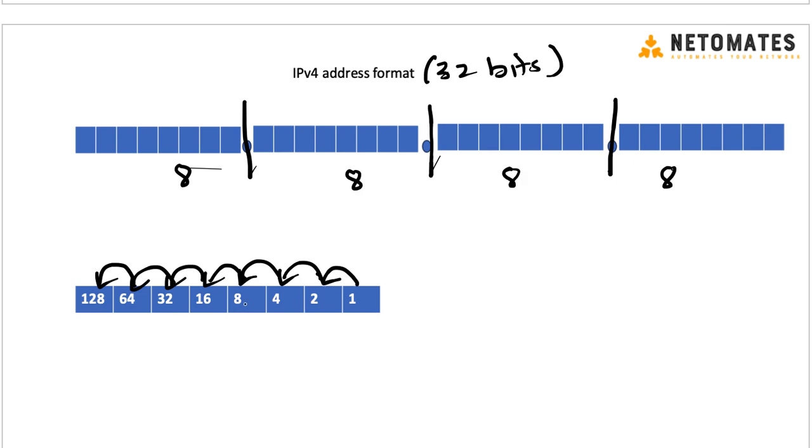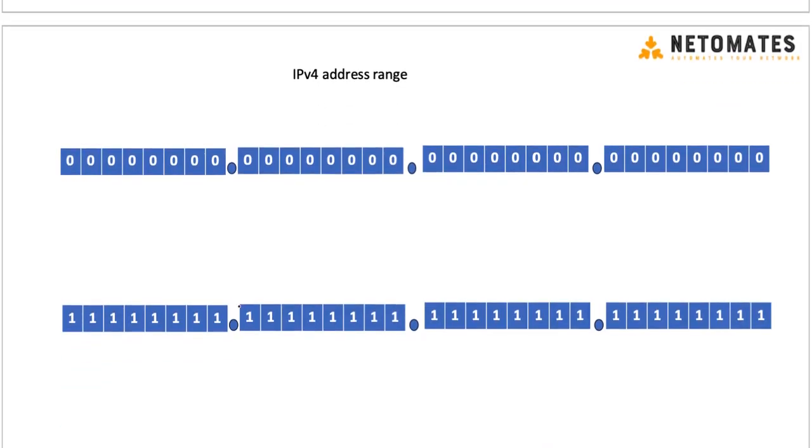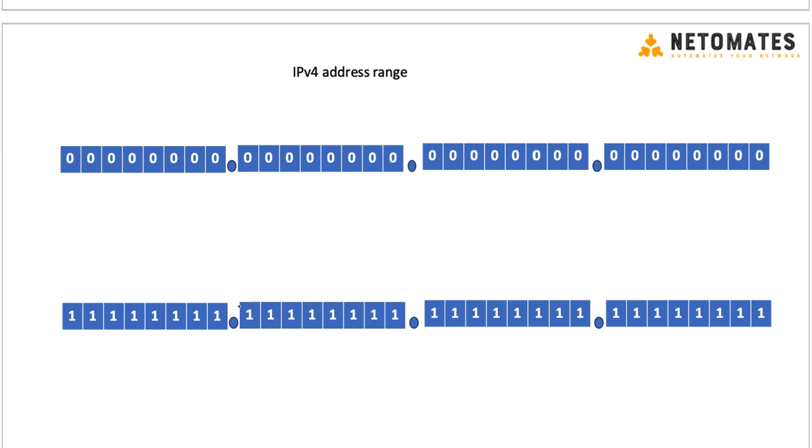This is how an IP address looks. Let's look at the IP address range. If we take all zeros, then the lowest value of an IP address will be 0.0.0.0. You know how to convert binary to decimal, right? If you convert these 8 bits of binary to decimal, it will be 0.